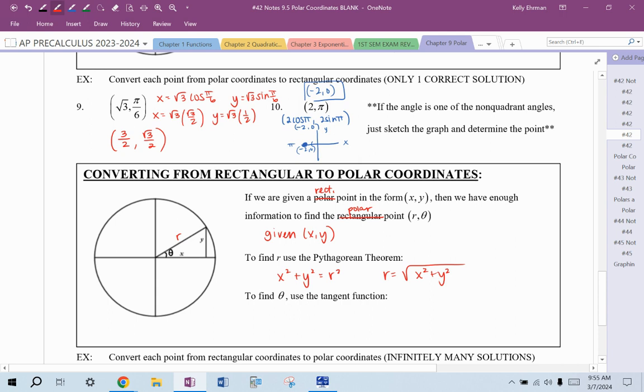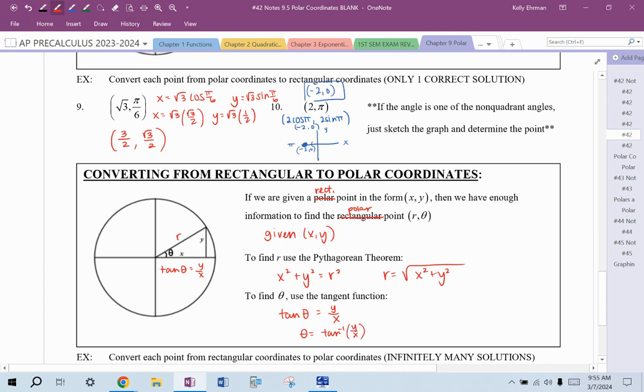To find theta, again, you're going to have x and y. You don't want to rely on r, because what if you did the math wrong on r and screwed that up? You could still find the correct theta if you rely on x and y. So x and y are opposite and adjacent to tangent. So tangent theta equals y over x. Tangent theta will always equal y over x, and then theta will equal the inverse tangent of that.